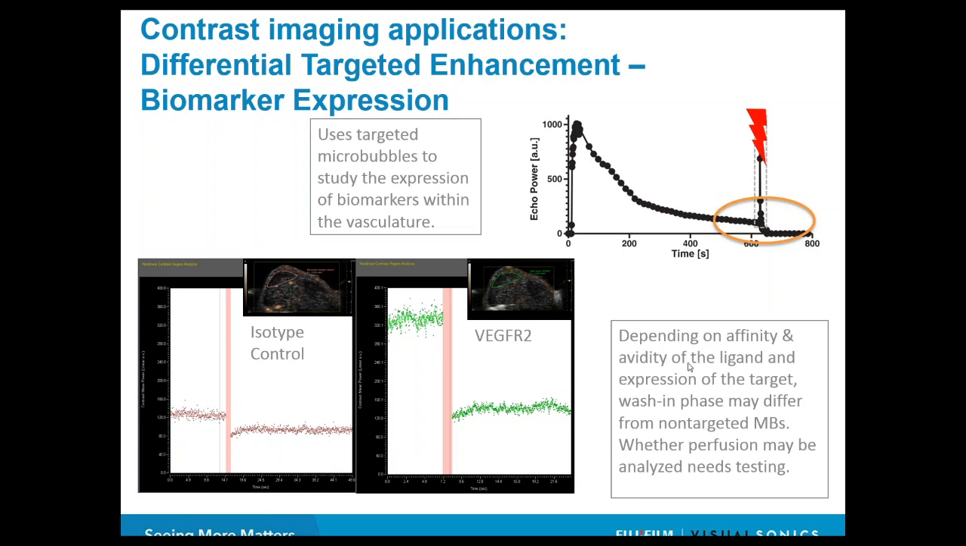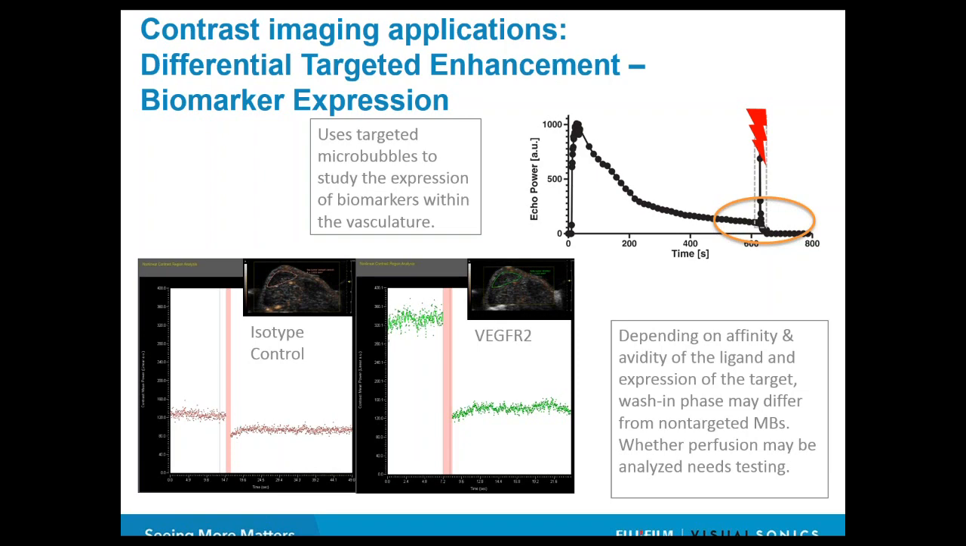And once again, a side note here, depending on the affinity and avidity of the ligand and also the expression of the target in your region of interest, the wash-in phase of these targeted bubbles may be different than the one in non-targeted bubbles. And if you want to do a study where you want to assess both perfusion and targeted enhancement, you should do some testing before to make sure that the perfusion curves you get are reliable in this case and not affected by the binding of the bubbles.